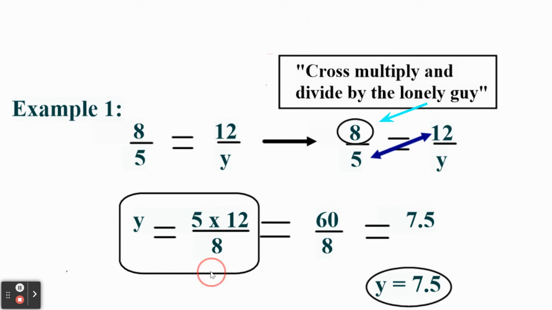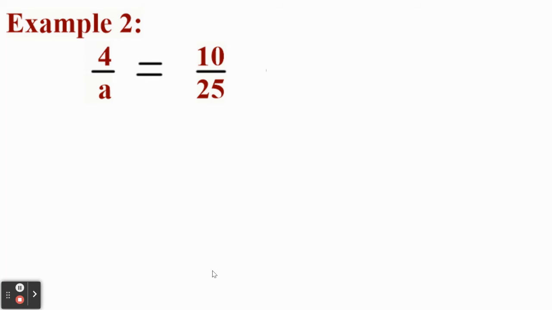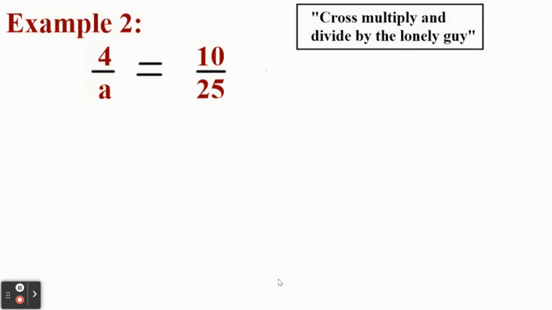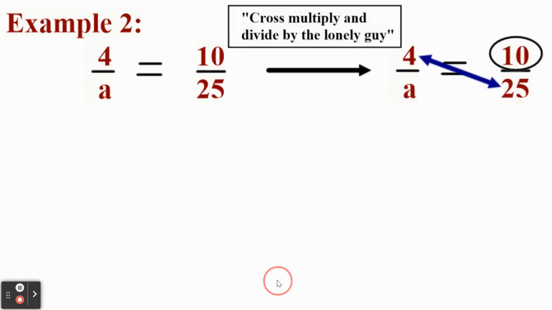Well, let's take a look at another problem. Same idea, works the same way. Again, look at the numerators. 4 times what is 10? There isn't a whole number, right? So let's use our friend, our new rhyme of the day: cross multiply and divide by the lonely guy. So what are we going to do? And where's the lonely guy? Well, remember, we can only cross multiply where I have two numbers. So there's my 4 times 25, and the lonely guy is right there.